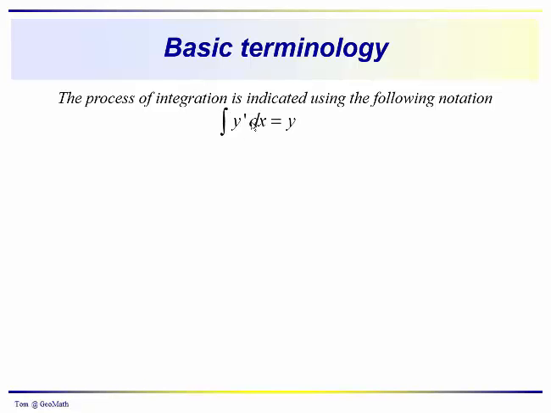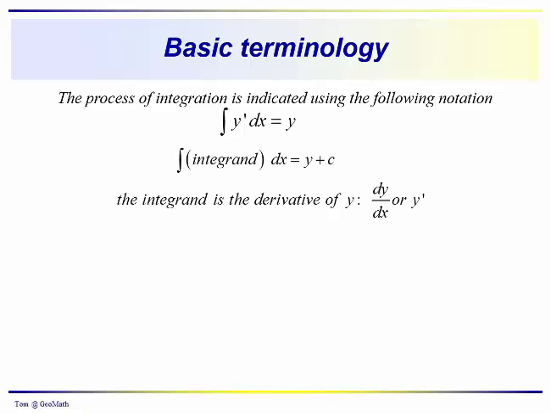So we have the integration of y prime dx is equal to y. We know that this quantity is the value y that we differentiate in order to get y prime. And we used several examples last time to illustrate this general process. Now, the term that we use to refer to this quantity being integrated is, we call it the integrand. So this is the integral of y prime dx, and this quantity inside that we're integrating is referred to as the integrand.